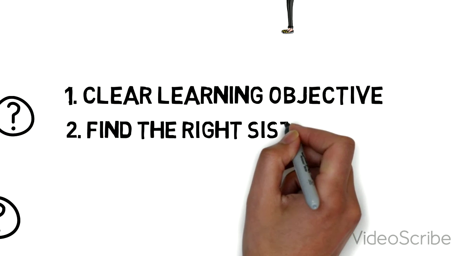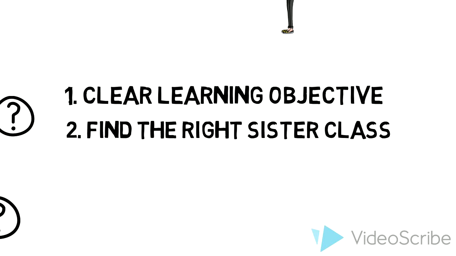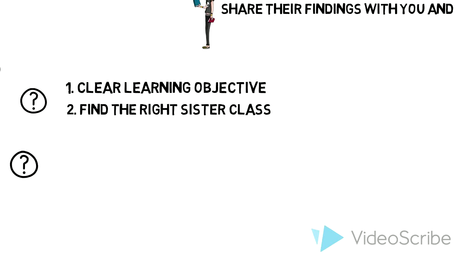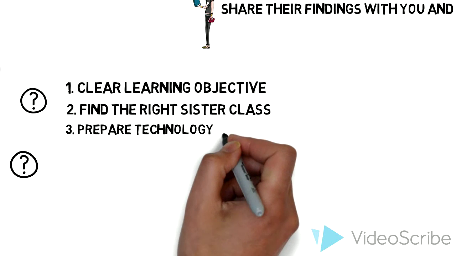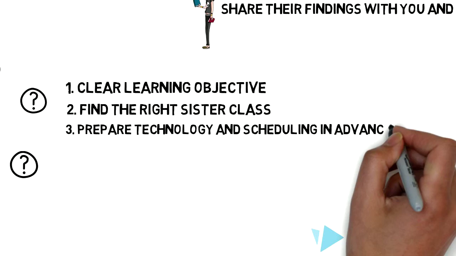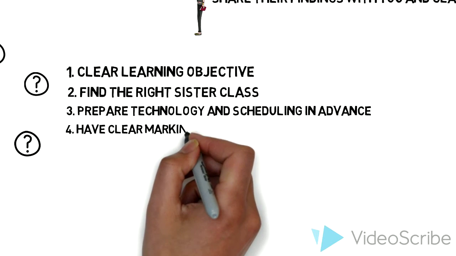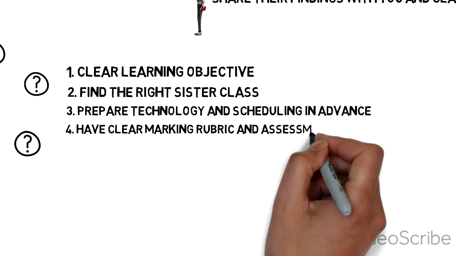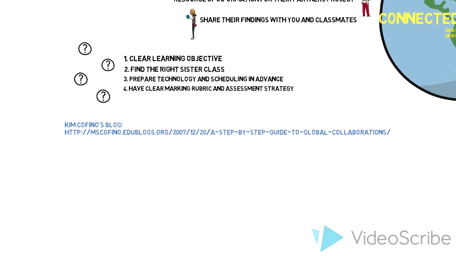There are some good online resources to help teachers around the globe connect. Again, check out the resources I have for you at the end. Will students be meeting face-to-face, emailing, or Skyping? Whatever you choose, make sure that your students are outfitted with the proper technology and plan your time accordingly. Finally, determine your assessment strategy. Having a clear marking rubric will help both you and your students stay on track. For more details on these and other best practices, please visit Kim Cofino's blog below.